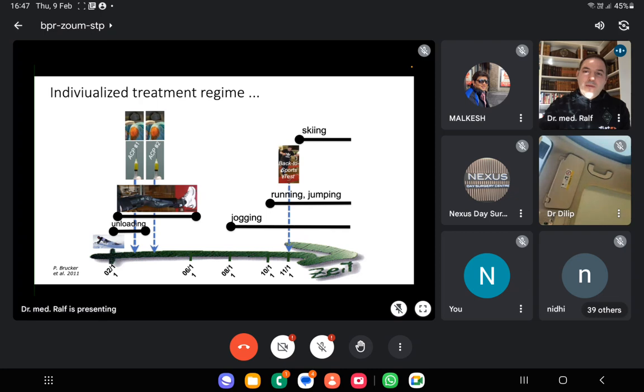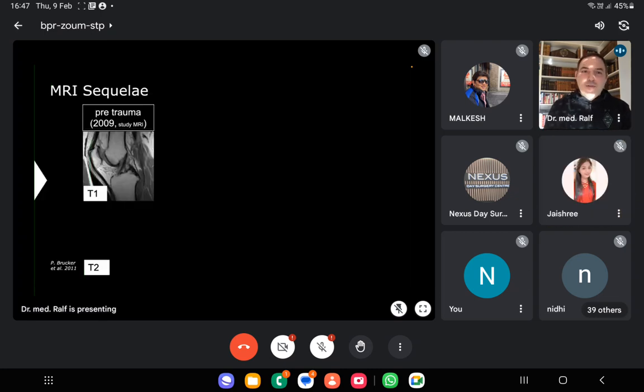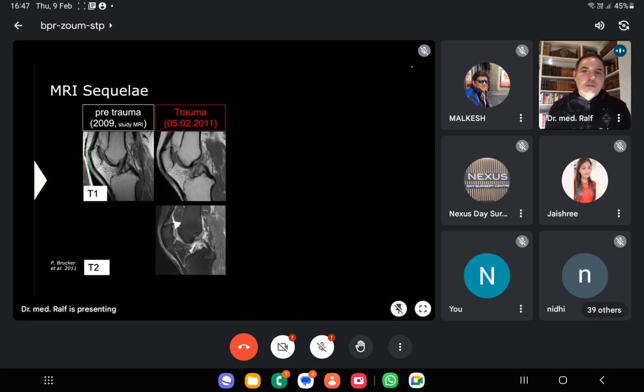He did a very, very tough back to sports testing, and I want to give you some insights what the ACL was doing. Because of another problem, he had an MRI scan just 2 years before the injury. Then you can see the ACL was completely intact. And this was the trauma in 2011. And you see the ACL completely ruptured.